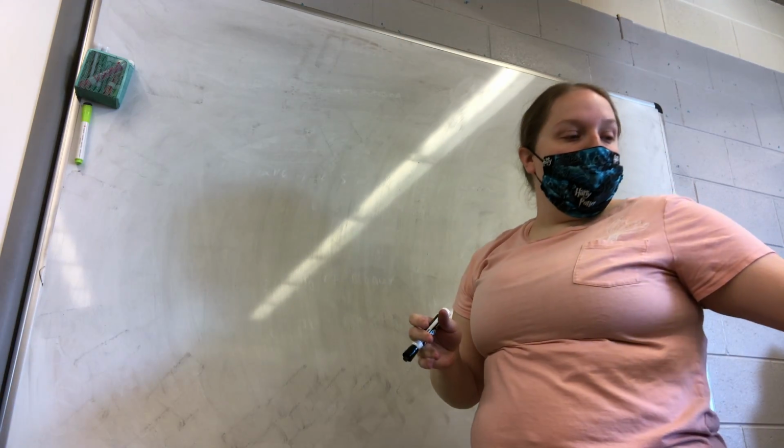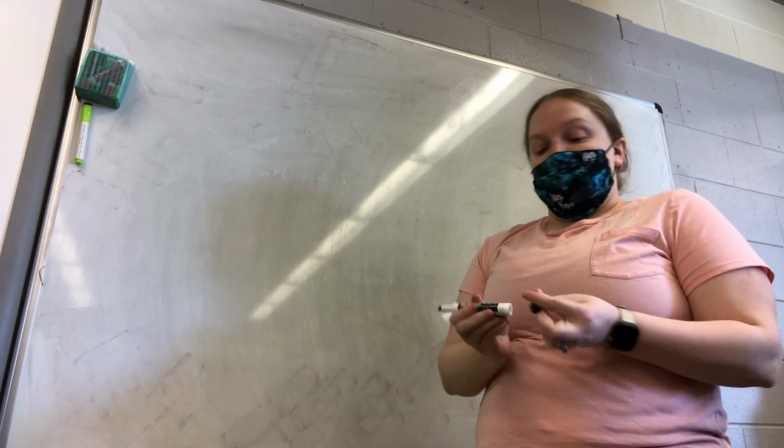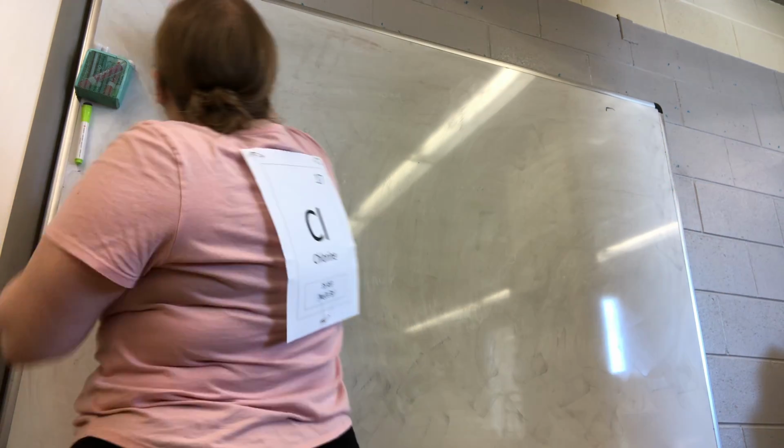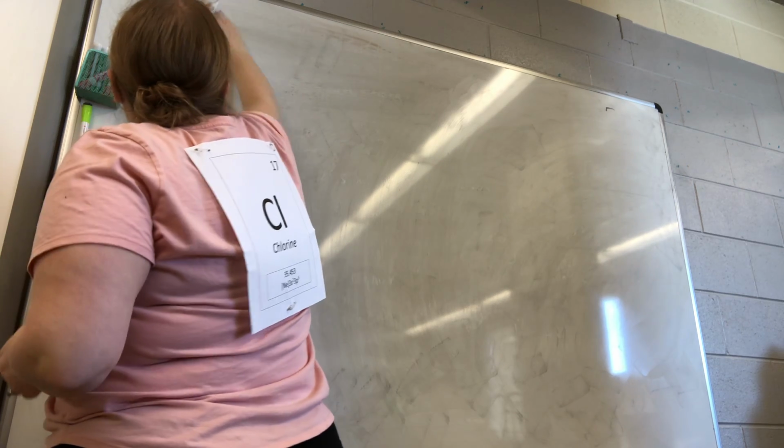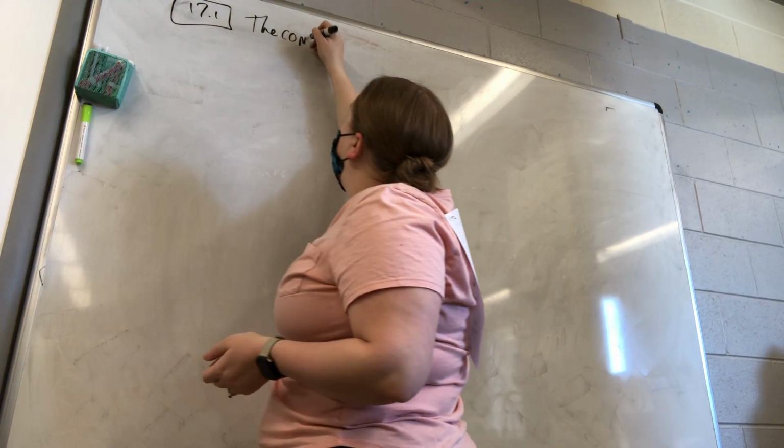All right. Let's talk about chapter 17, aka more ICE tables. Section 1. Oops, we're not in 14. We're in 17. The common ion effect.